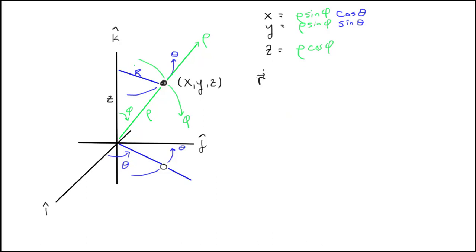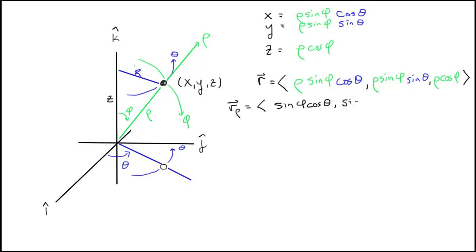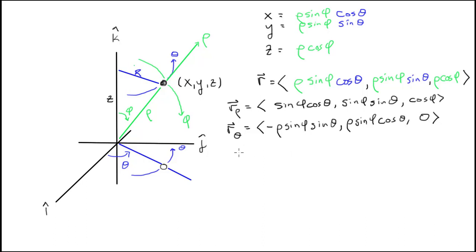Rewriting in vector form, taking our partial derivatives, partial derivative in rho, partial derivative in theta, cosine goes to minus sine, no thetas in the third component, and our partial derivative in phi.